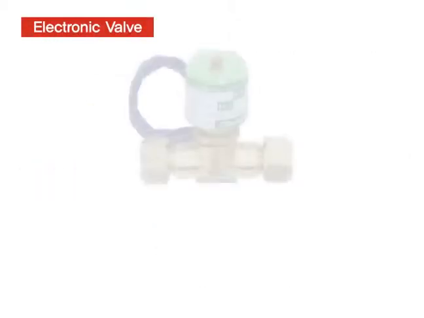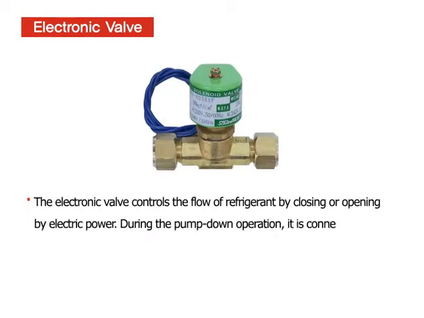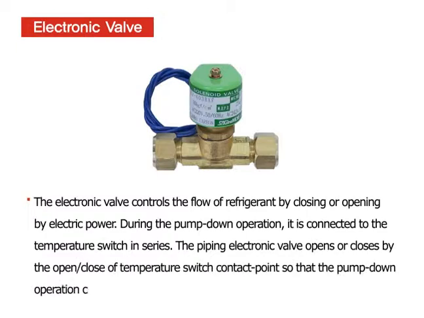Electronic valve. The electronic valve controls the flow of refrigerant by closing or opening by electric power. During the pump-down operation, it is connected to the temperature switch in series. The piping electronic valve opens or closes by the opening or closing of the temperature switch contact point, so that the pump-down operation can be done.